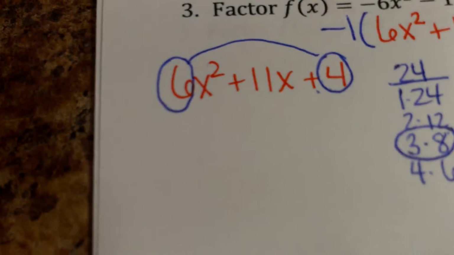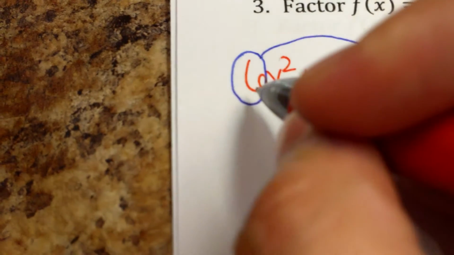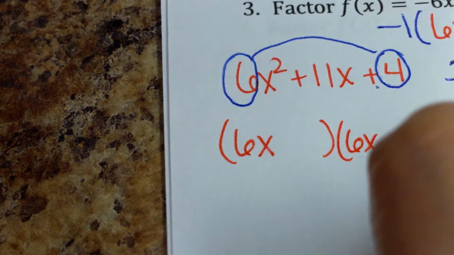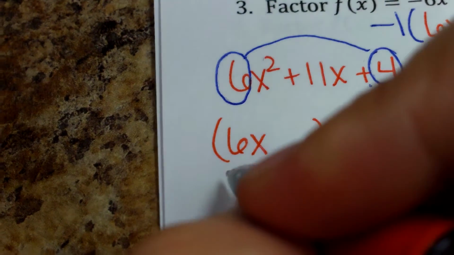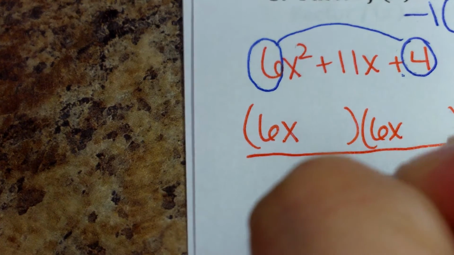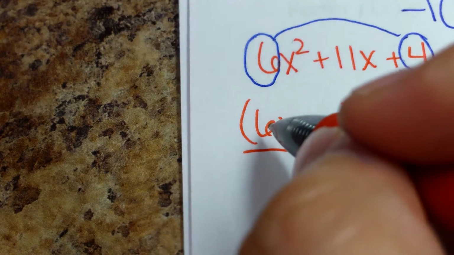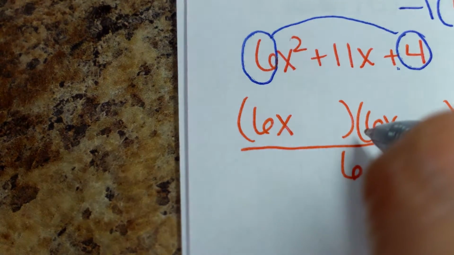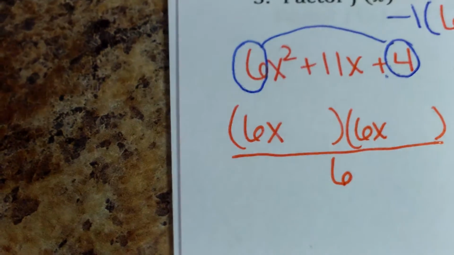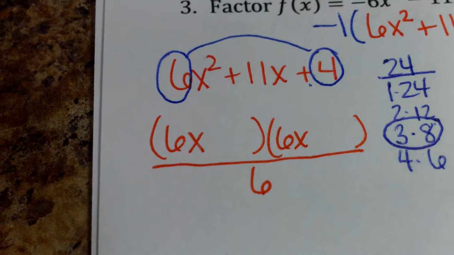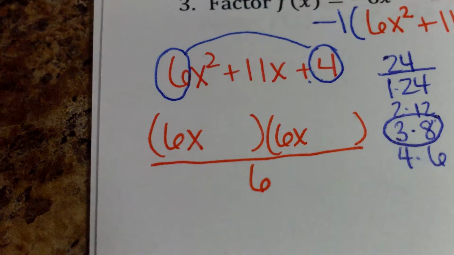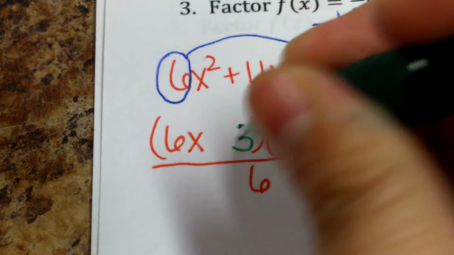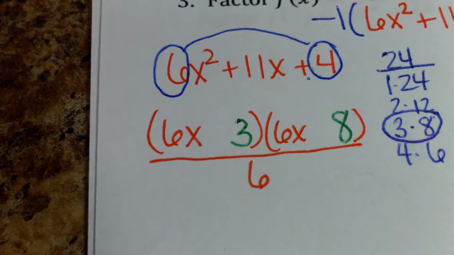So then we're going to set it up. And whenever you have a number in front, remember you have to set it up as 6x, 6x, and then divided by 6. You can't forget that part. Because if you do FOIL, 6 times 6 is going to give you 36, but we have a 6 in the front. So 36 divided by 6 will give me that 6. And we're using the 3 and the 8 because that's what we found. Those are the multiples.